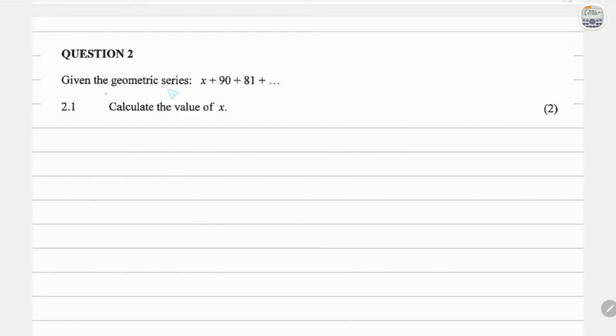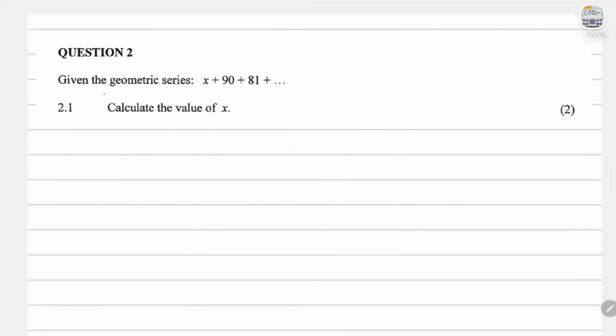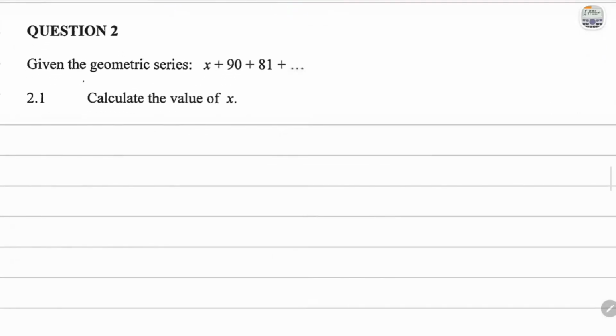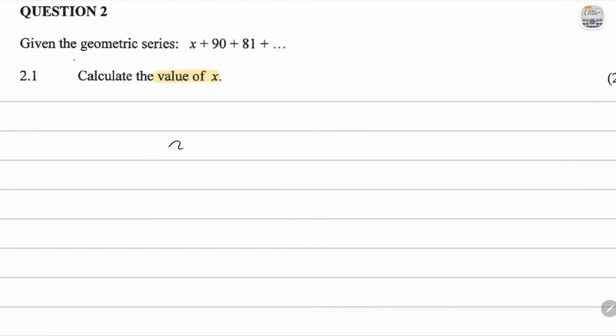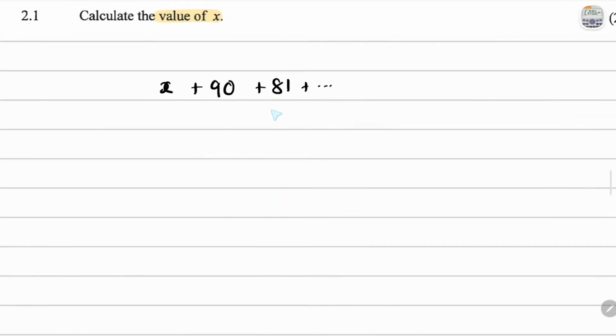Question 2 says, given the geometric series x plus 90 plus 81, we need to calculate the value of x. From question 1, this is really just the same idea. We have the first three terms, so we can use the constant ratio here. We find the constant ratio by taking the next term divided by the previous term. So that's 81 divided by 90. This should be consistent with the next term divided by the previous term, which is 90 divided by x. And that's the equation that we have.